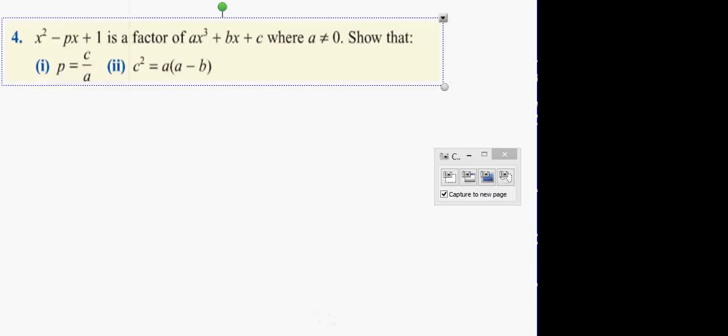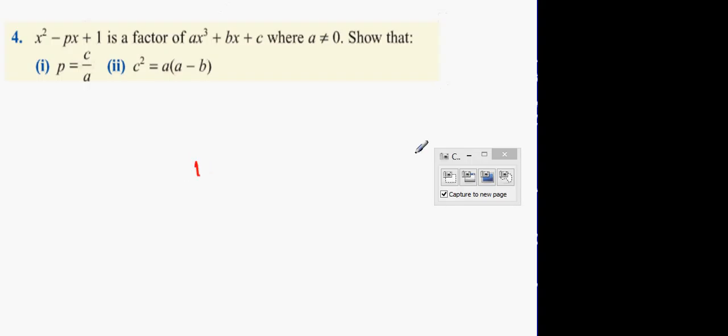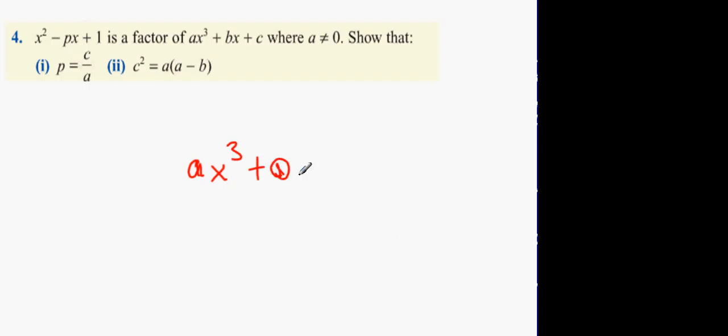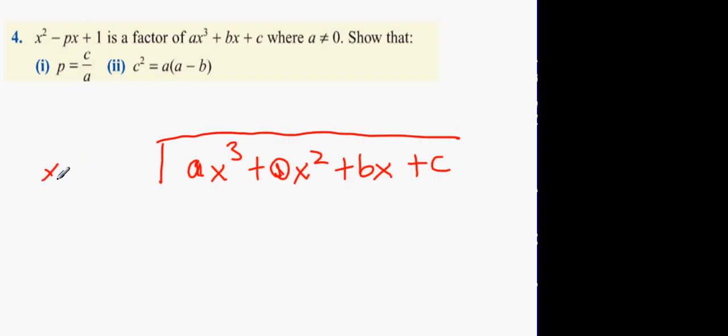It says x squared minus px plus 1 is a factor of ax cubed plus bx plus c. Once again, it's lacking the x squared value, so it's going to be ax cubed plus 0x squared plus bx plus c. I'm going to divide that by x squared minus px plus 1. What happens is it goes in ax times.